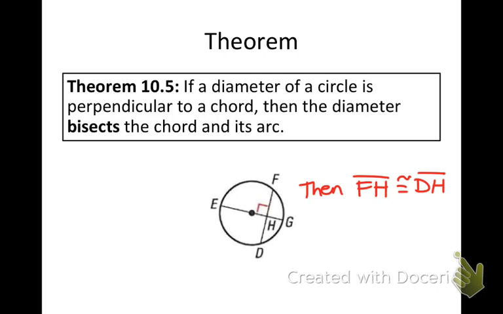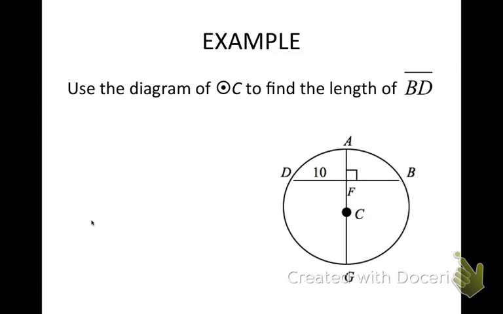Good? All right, so let's look at this example. It is asking us to find the length of BD. Is AG a diameter? Yes. Why do I know it's a diameter? It goes through the center. Goes through the center point.